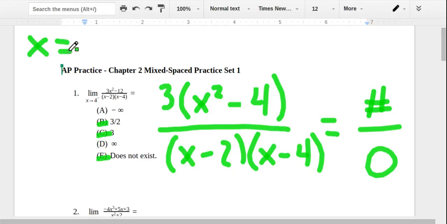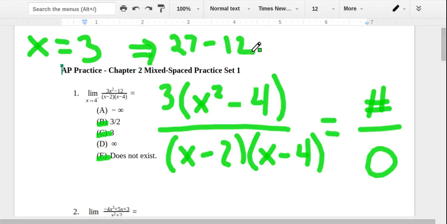I'll try x equals 3 to start out, and I can see if this thing is going to be negative or positive. If it's really going one way or another, my answer is going to be pretty obvious, and I can make a selection at that point. If I plug in x equals 3 to the numerator, I'm going to end up with 3 times 3 squared, which is 9, so 27 minus 12 up top over, let's see here, 3 minus 2 is 1 times negative 1, over negative 1. That gives me a value of negative 15.